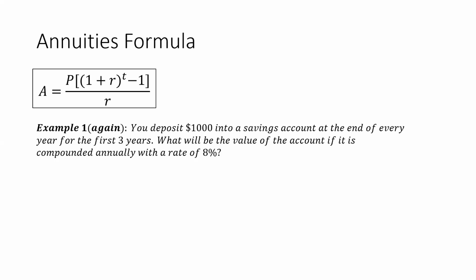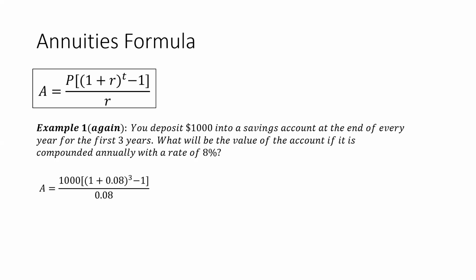And so I have my A is equal to, and all of these things in this formula we've seen before, just not in this order. P is my principal, R is my rate, T is my time. So I'm going to deposit $1,000 into a savings account at the end of every year for the first 3 years. What will be the value of the account if it is compounded annually at a rate of 8%?